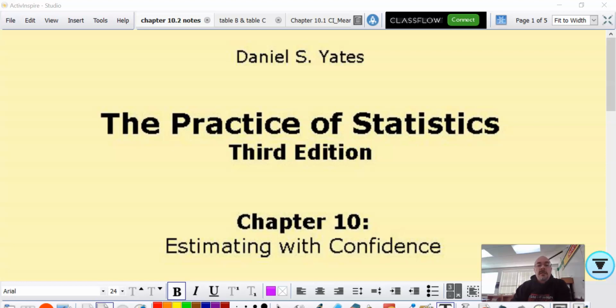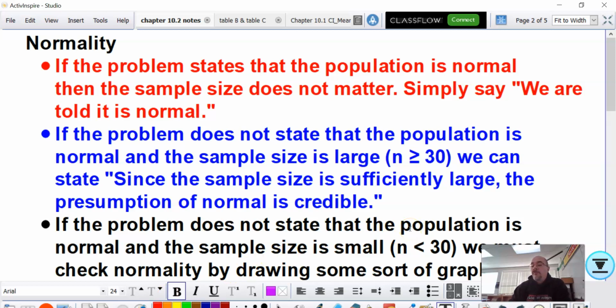So before we get into chapter 10.2, I want to take a few moments and remind you about normality. This is one of those conditions that you have to check for, and this has always been one of the sticking points that I've experienced with students in the past. Memorize this, folks. Normality. If the problem states that the population is normal, then the sample size does not matter. Simply say, we are told it is normal, or it is approximately normal because the population is normal.